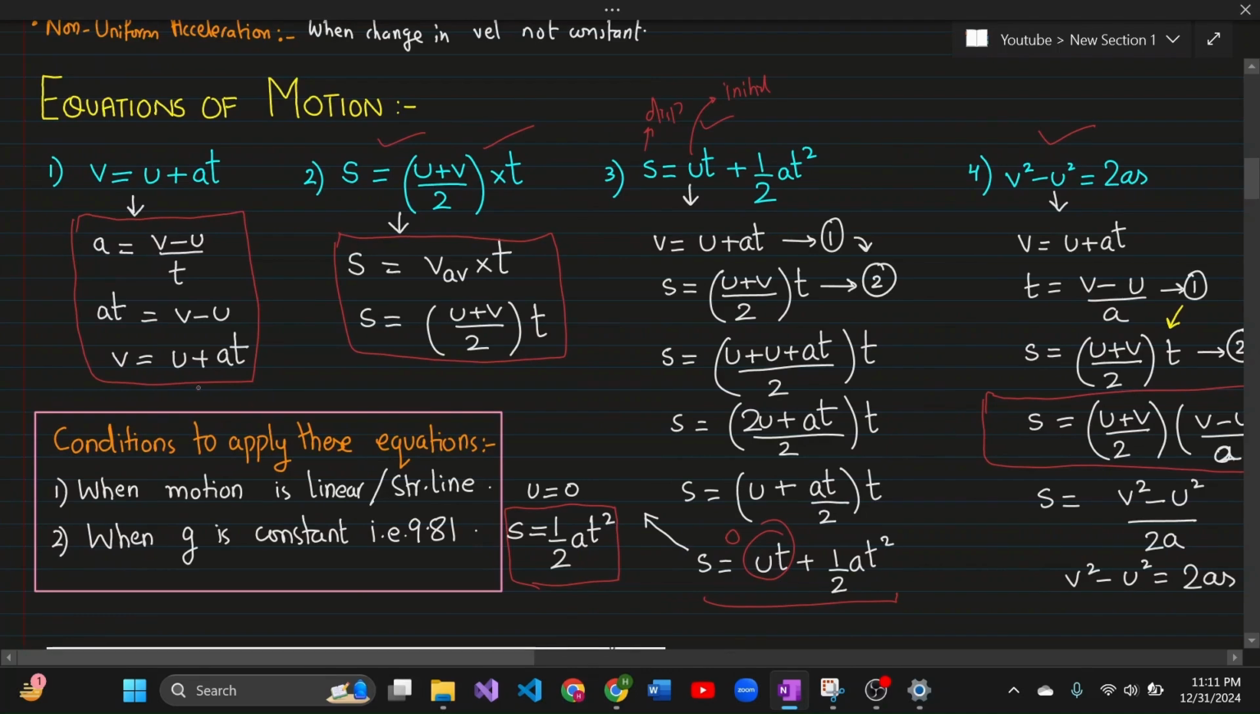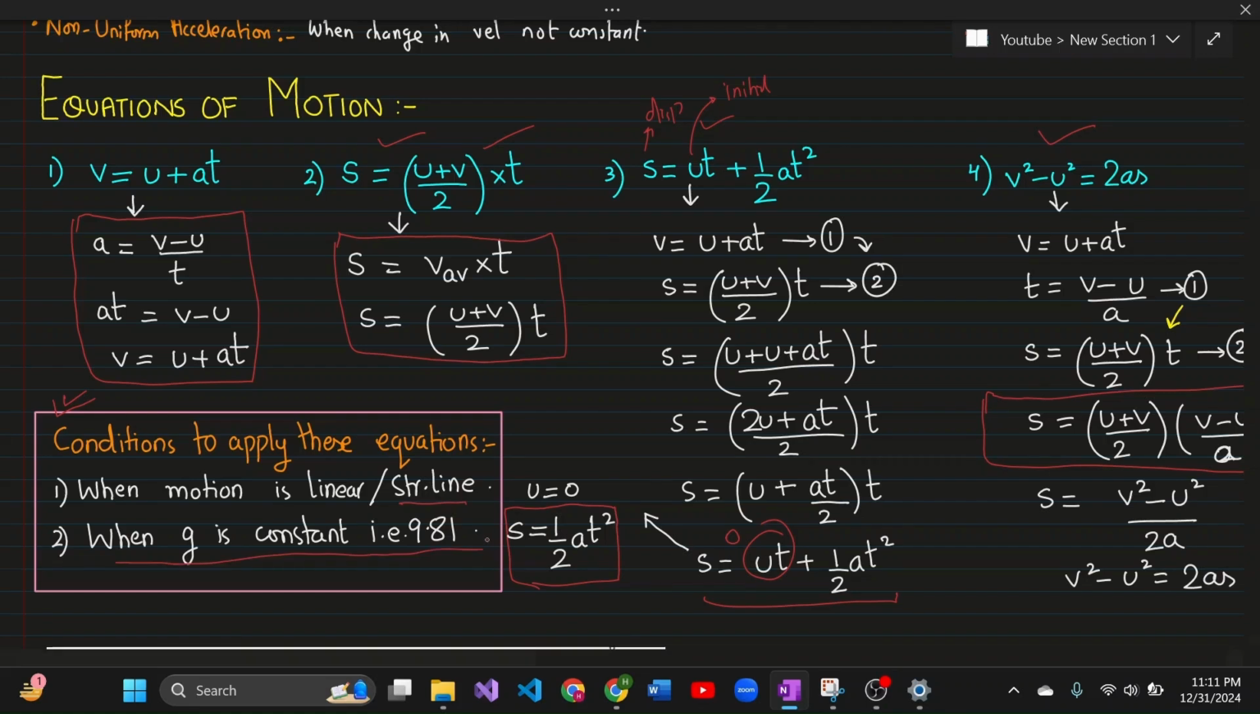You must remember the conditions that need to be applied in order to use these equations of motion. Number one is that the motion is linear, that is a straight line path, not circular. We will study circular motion as well, but the motion should always be a straight line. And secondly, your g should be constant, that is 9.81. Then only you can use these equations. Apart from that, you cannot use these equations of motion.